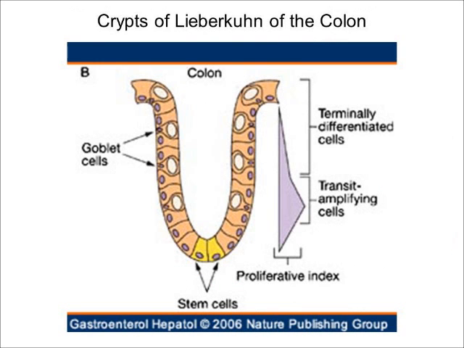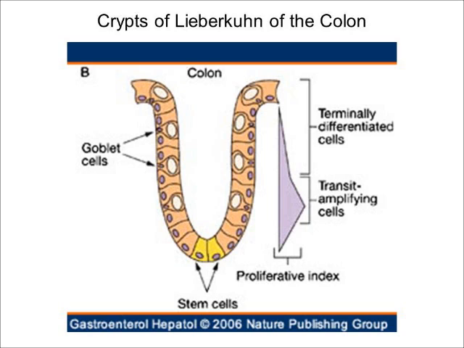This is a diagram of one of the crypts of Lieberkühn. It turns out that the stem cells that give rise to the epithelium lining the colon reside at the very base of the crypts, shown here in yellow. Remember that when a stem cell divides, one of the daughter cells renews itself, while the other goes on to differentiate. This latter daughter cell migrates up the side of the crypt, and as it does so, it continues to divide and differentiates into both absorptive cells and goblet cells.